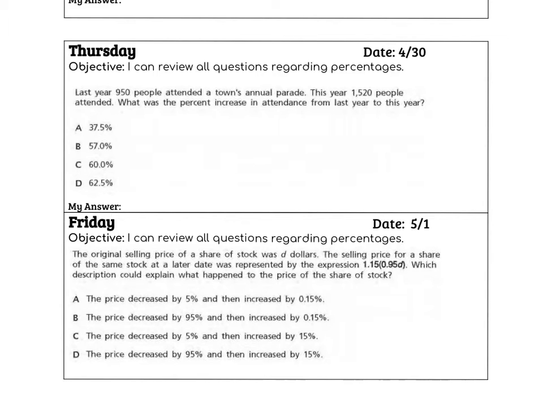Alright, Thursday's objective is I can review all questions regarding percentages. The question says, last year 950 people attended a town's annual parade. This year 1,520 people attended. What was the percent increase in attendance from last year to this year? So this is a percent change question.